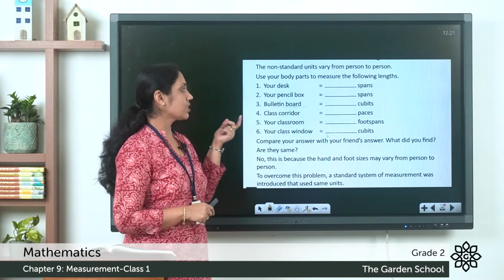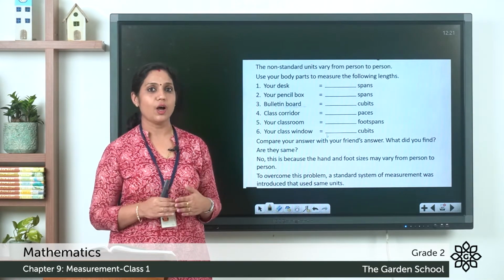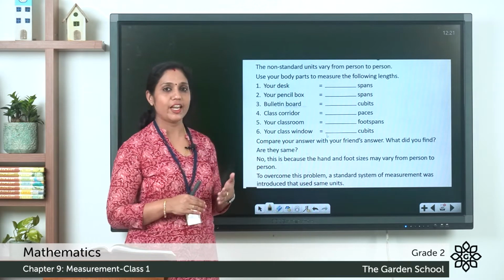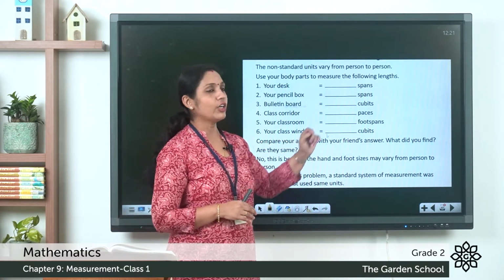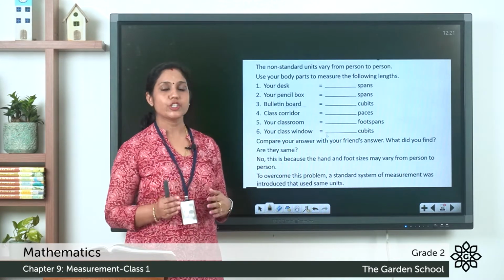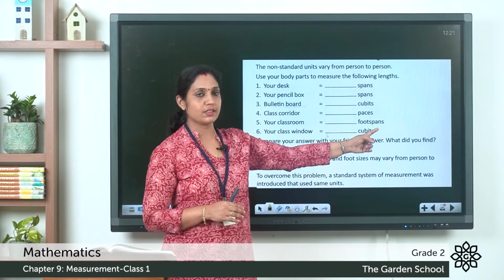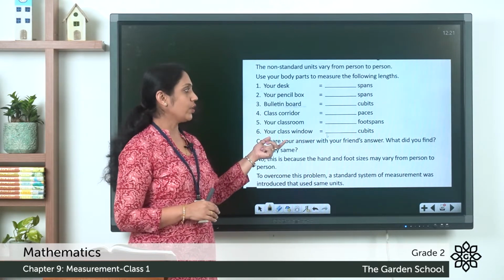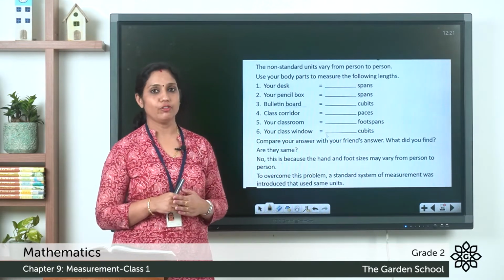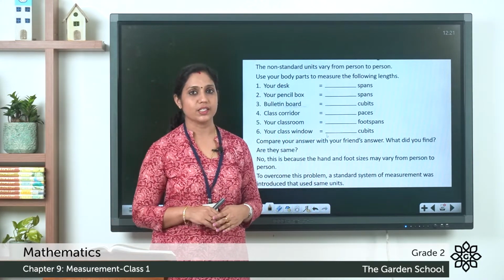The next, class corridor. So since you are not in the classroom, you can use in your house and you can measure any of your rooms. You have to find out how many paces it is. You have your classroom, you can measure any of your rooms and you have to find out how many foot spans it is. And your class window, you can measure any of your window in your house and you have to find out how many cubits it is.